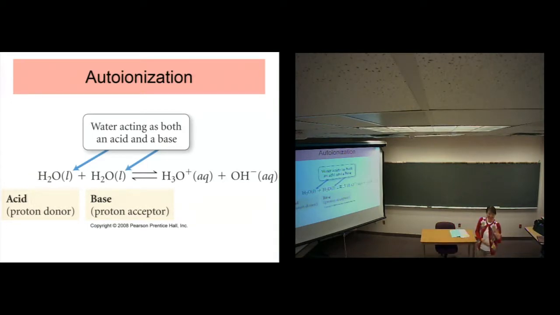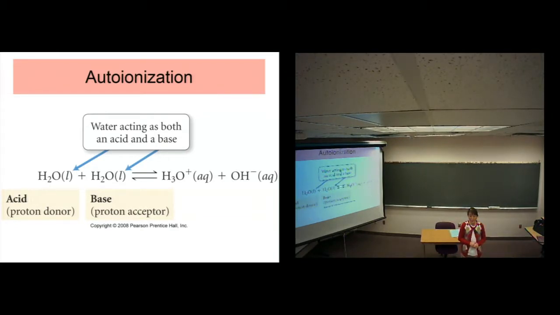Okay, well, let's get started, and we're going to keep working in chapter 16. You remember we were talking about substances that are amphiprotic? What's an amphiprotic substance? It can either be acid or base. And one of those amphiprotic substances was what?